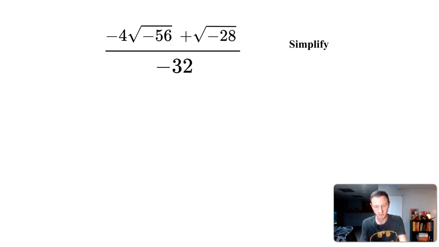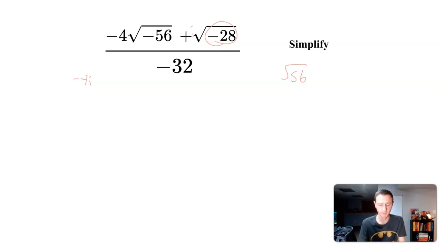What I'm noticing right away is I see this radical of -56. That negative is inside a radical, so I know I'm going to pull an i out. So I'm going to have -4i, but we still have that square root of 56 to deal with. Same thing over here with -28. I know I'm going to pull an i out because the square root of -1 is i.